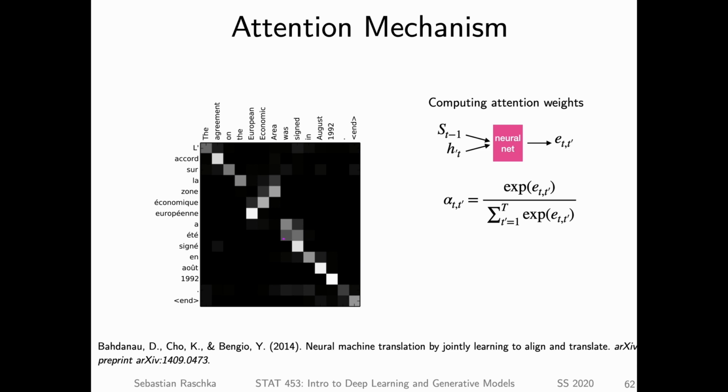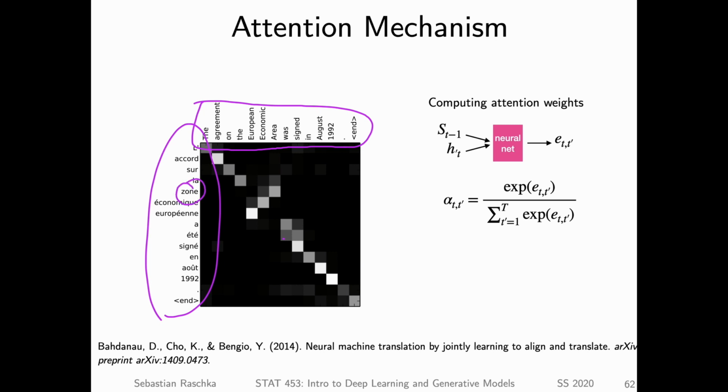Here's another figure from the paper where they visualized the attention weights. The task here was translating an English sentence into a French sentence. For each word, you can see what words it paid attention to. For example, for the word zone, I can't speak French, so I'm not even trying to pronounce it, you can see that it paid attention to two English words here, economic and area. So for each word, it doesn't only consider the current word, but it also considers some context around it.